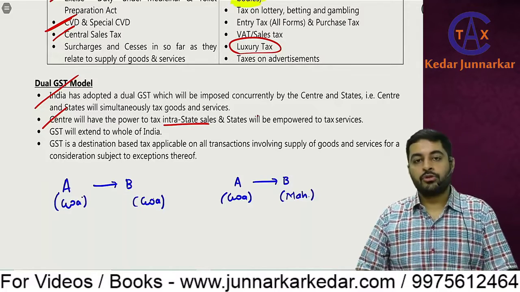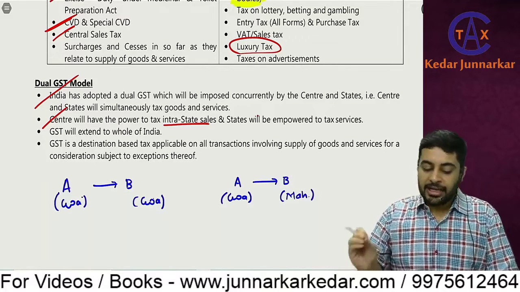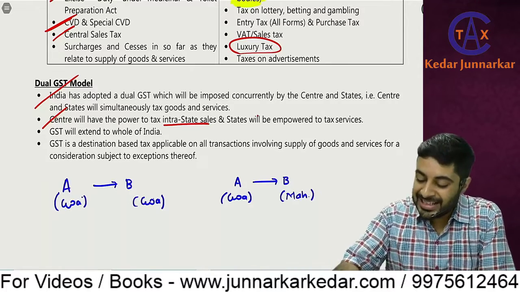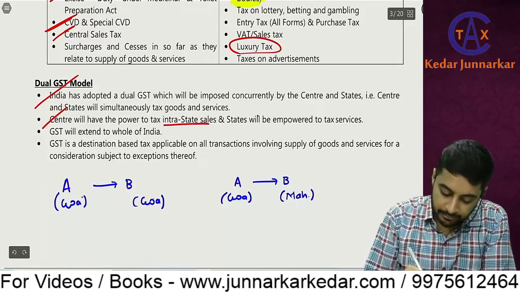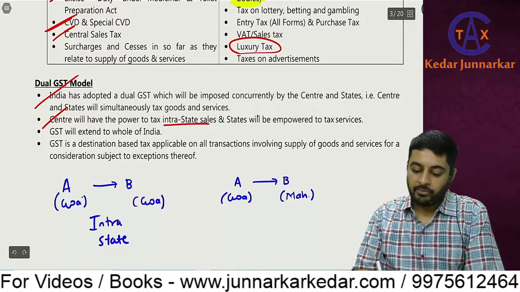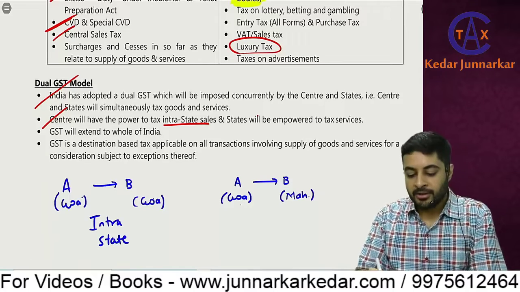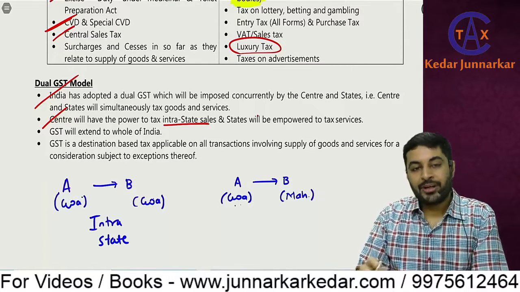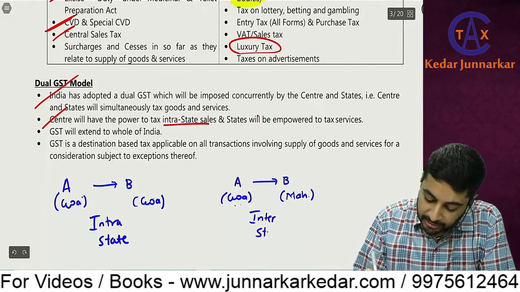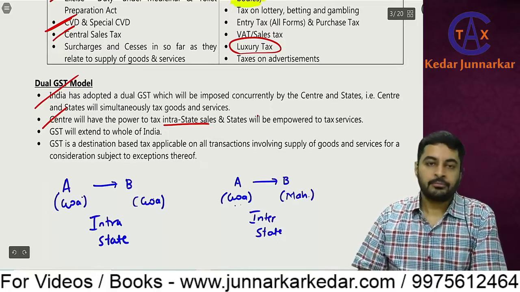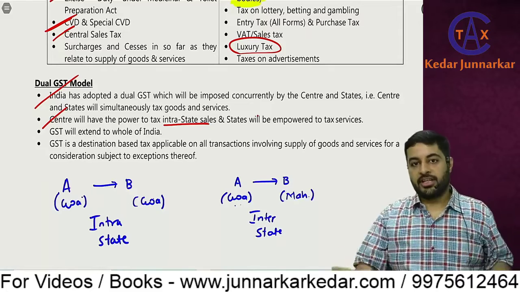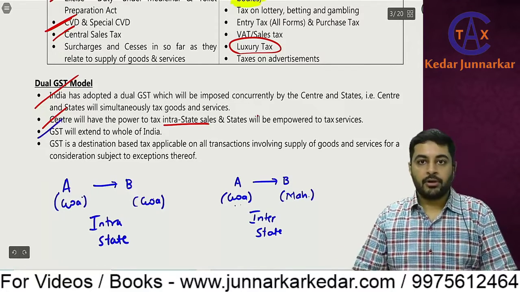So A has sold goods to B, or A has provided services to B in Goa only. Means A is in Goa, B is in Goa, and service is also provided in Goa. So this is called intra-sale within a state. And here A has provided goods or services to B. A is in Goa, B is in Maharashtra. So it is between two states. So it is called interstate supply. I hope you are clear. Intrastate means within the same state. Interstate means two states. GST will extend to all of India.